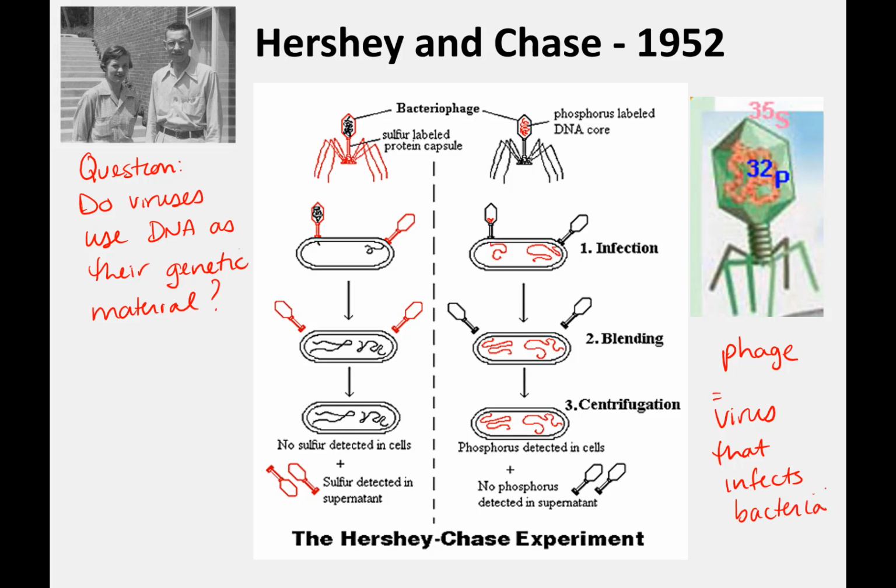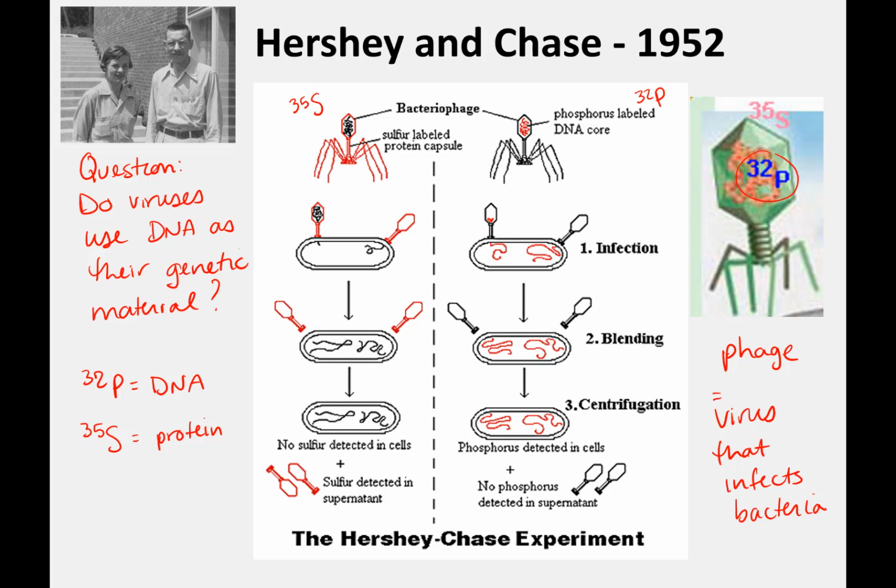And what they could do is they labeled all the DNA with a radioactive phosphate, and if you remember, DNA has a phosphate backbone. And they took a different solution of bacteriophage and labeled all the protein with S35, which is sulfur. So there's no sulfur in DNA, so they could differentiate. And so they had the S35 protein labeled phage and the P32 DNA labeled phage.